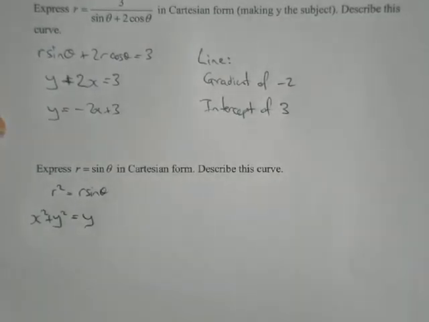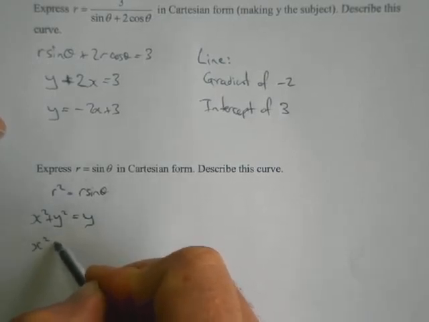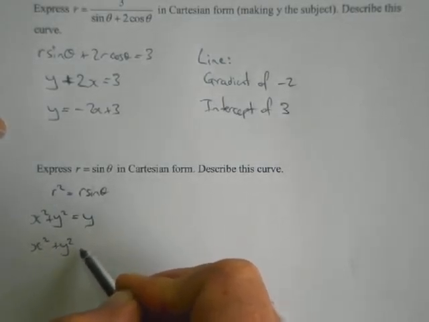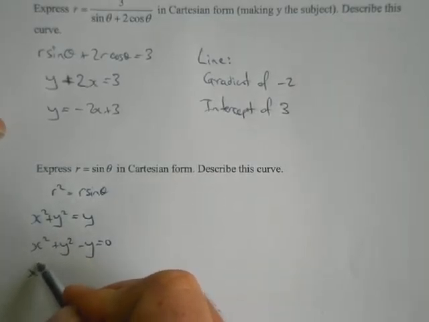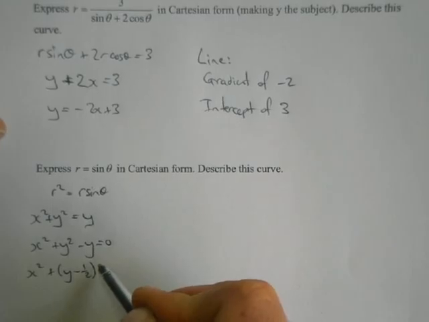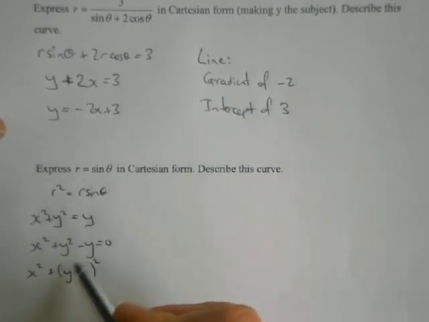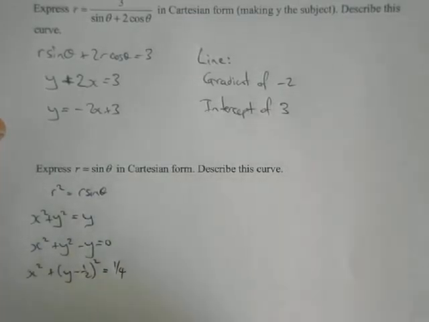But in terms of what it actually looks like, let's try and get into a form that you might recognise. So x squared plus y squared minus y equals 0. And if we complete the square on that, we get x squared plus y minus a half, squared. So that's y squared minus 2 lots of half of y, which is minus y, plus a quarter. So I've added an extra quarter, so I better add a quarter onto that side.